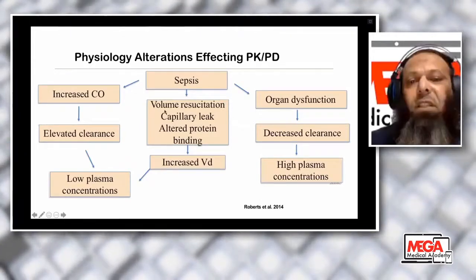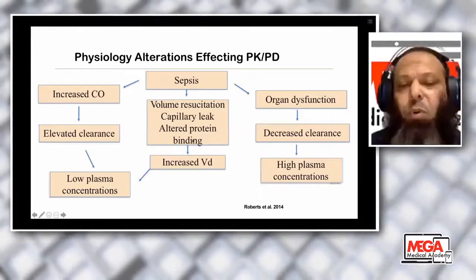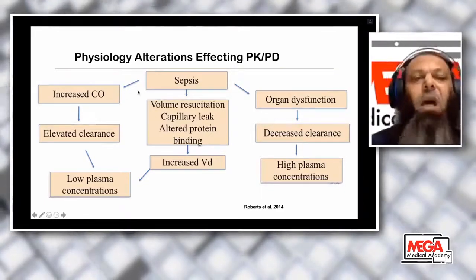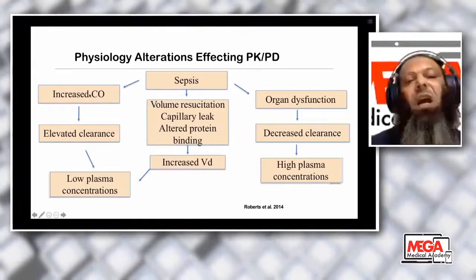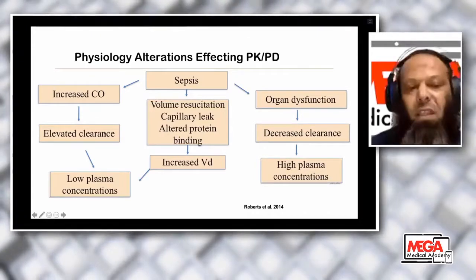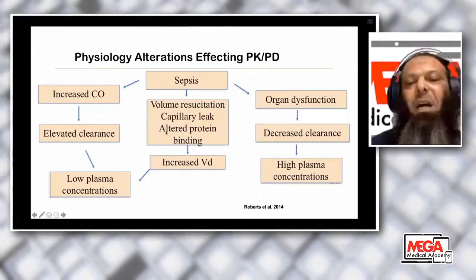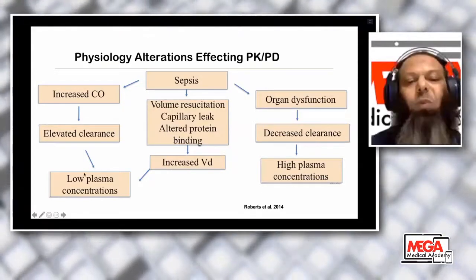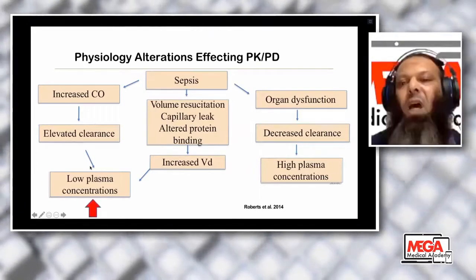So in sepsis, usually the volume of resuscitation, the capillary leak syndrome, the hypoalbuminemia, those lead to increased volume of distribution. Because of the hyperdynamic circulation, we have a high cardiac output status. This elevates the clearance of the antibiotics and medications. This is, of course, combined with the capillary leak and the hypoalbuminemia, with the increase of distribution, it will lead to low plasma concentration. So you have to be aware about this.